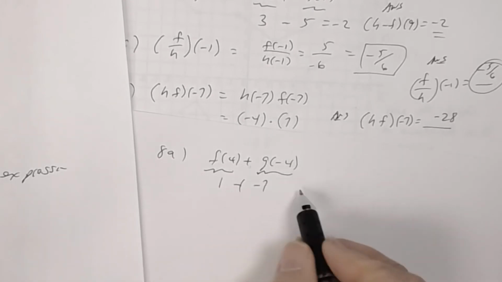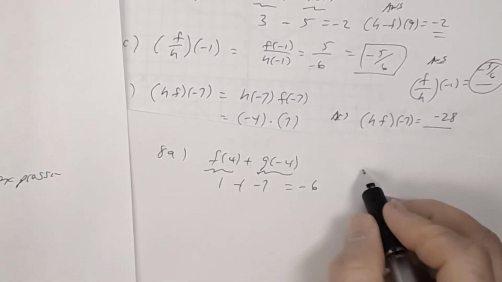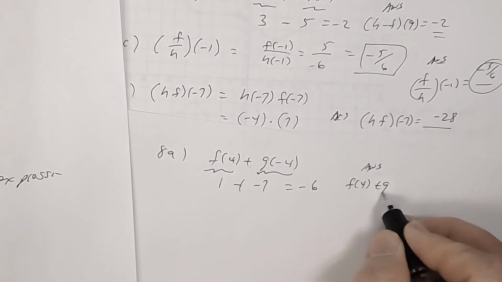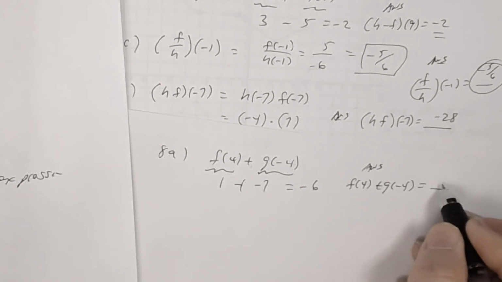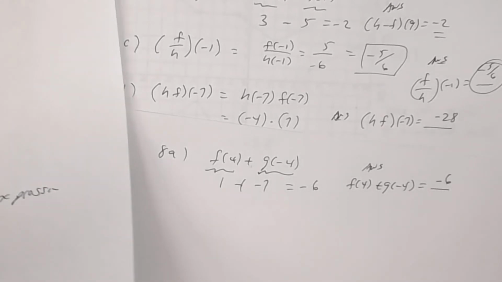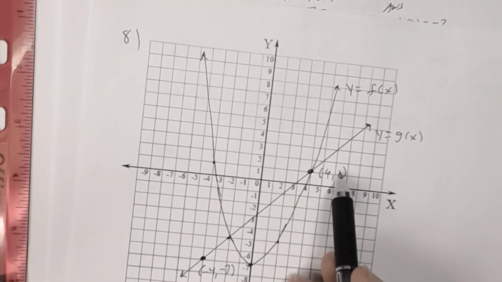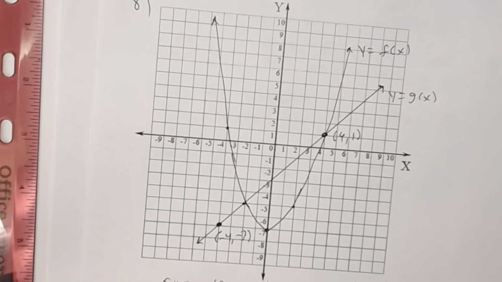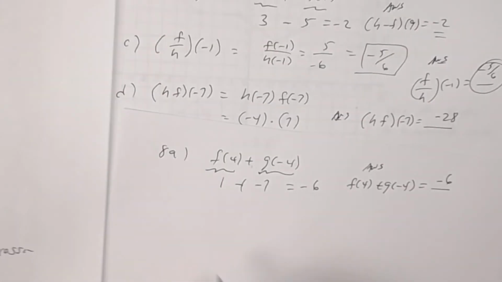And so now we're going to add these up and I get negative 6. So your answer you're going to say is that f of 4 plus g of negative 4 equals blank, negative 6. So what I found is that if I add this y value and this y value, I get a y value of negative 6. Okay? B. So B is the same idea.